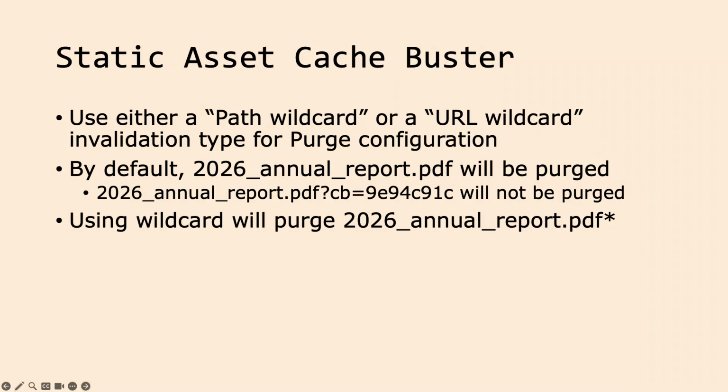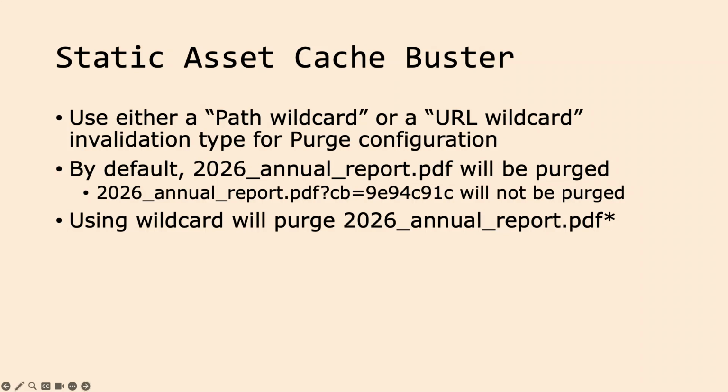Okay, one important thing if you're going to use this module, and there's like 200 or 300 people out there using it in the wild, which I'd love to talk to: you're going to want to make sure that with your Purge setup, you're using either a path wildcard or a URL wildcard invalidation type. That's because, like Varnish, it uses the full URL as a unique identifier for an object.